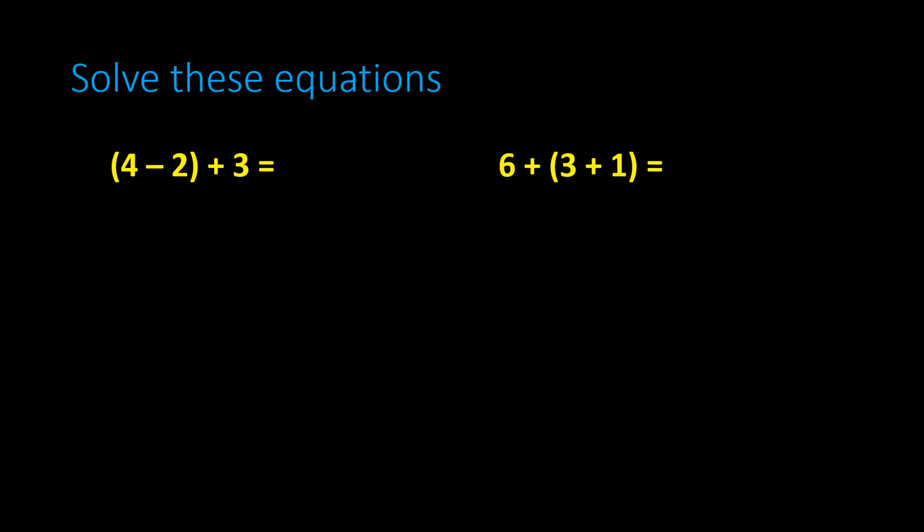Let's practice using brackets in equations. In the first example, we have 4 minus 2 in brackets plus 3. Well, we have to do the numbers in the brackets first. So 4 minus 2 is 2, and then you add 3, and you get 5.